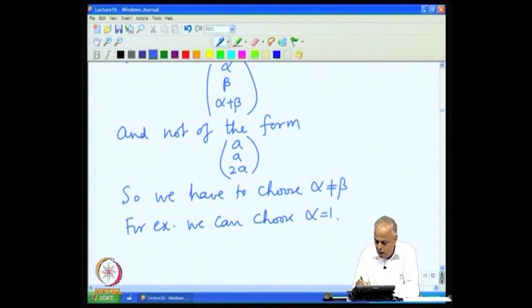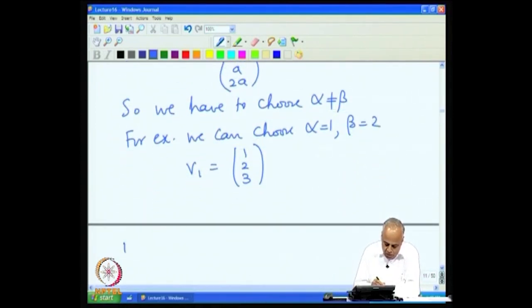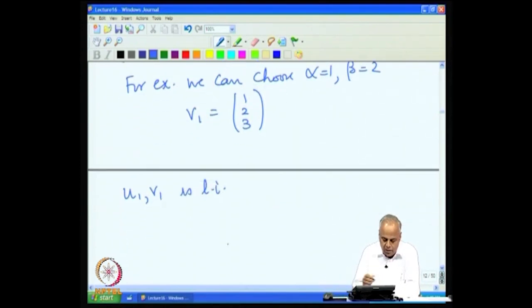For example, we can choose alpha equal to 1, beta equal to 2, and get V1 as 1, 2, 3. This is certainly not in LS, because for something to be in LS, the first and the second components must be equal, and the third component must be double the first component. Therefore, U1, V1 now is linearly independent. There are two vectors, they form a basis. This forms a basis.